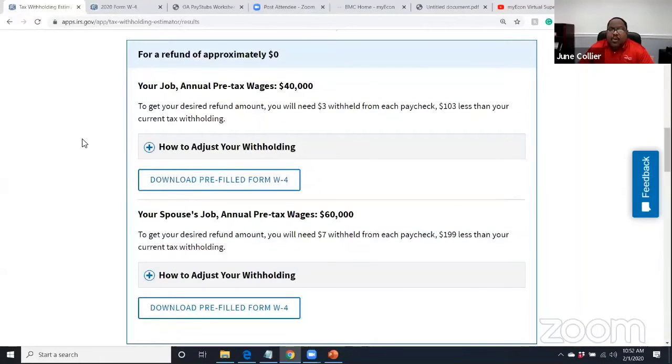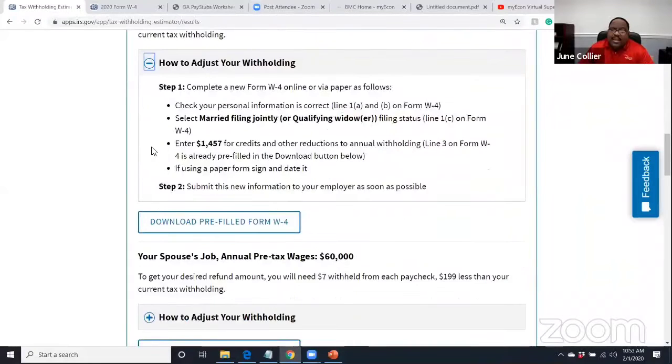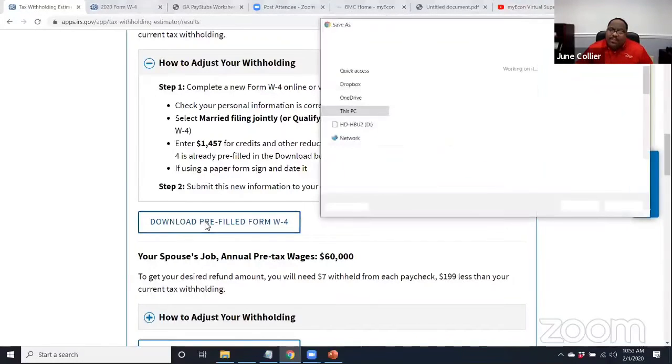And now a box pops open and it tells us what we need to do in order to change our form. And so for the husband, who earns $40,000, it tells him to get your desired refund amount, you will need $3 withheld from each paycheck, $103 less than your current tax withholding. And so it has a little button here that says how to adjust your withholding, and it tells you what to fill out on the W-4. But here's what I like about what the IRS has done this year with the calculator. The IRS says you don't even have to do that. All you have to do is download the pre-filled Form W-4, and they've already filled the form out for you.